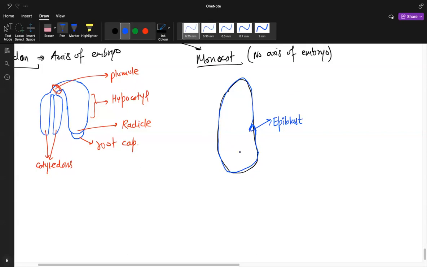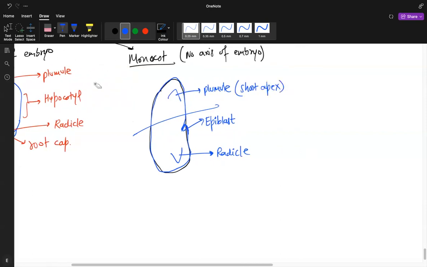It's divided into two halves. At one side is your radicle tissue, all present inside. You cannot differentiate between the shape, but you know that the radicle tissue is present at one side. Similarly, the tissue called the plumule will be present on the other side, or you call it in this case the shoot apex. So this forms the shoot.